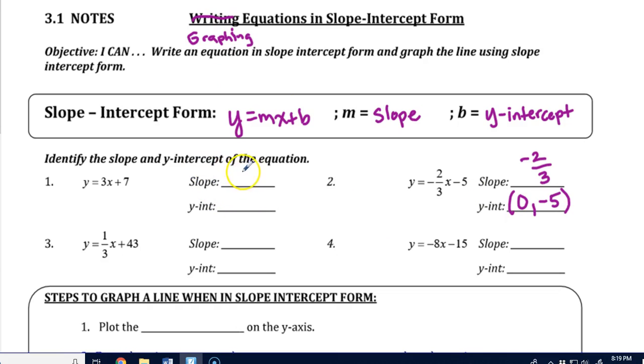Okay, so the slope for number 1 is 3. You could write it as 3 over 1, but let's not complicate things. Y-intercept is (0, 7). Slope for number 3 is 1/3. Y-intercept is (0, 43). Again, it's a point, right? So I always write it as an xy coordinate. And finally, for part 4, -8 is our slope. Y-intercept at (0, -15).